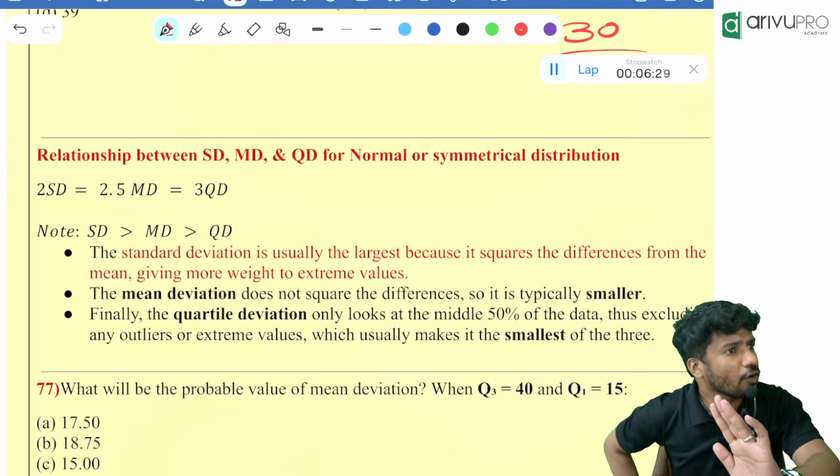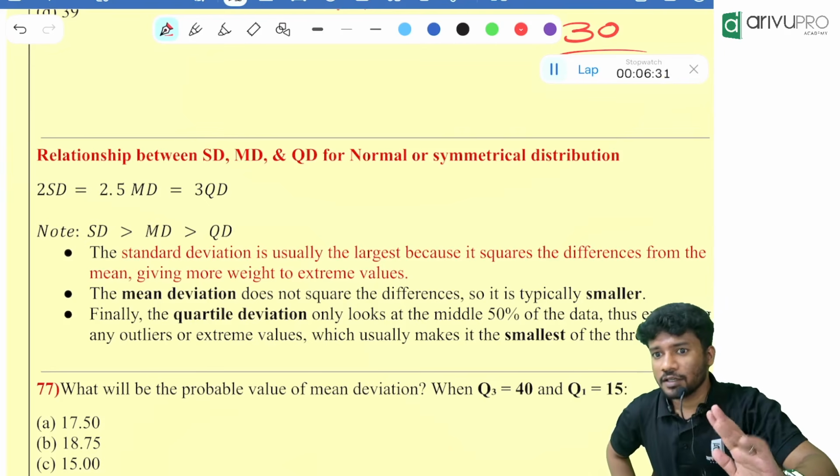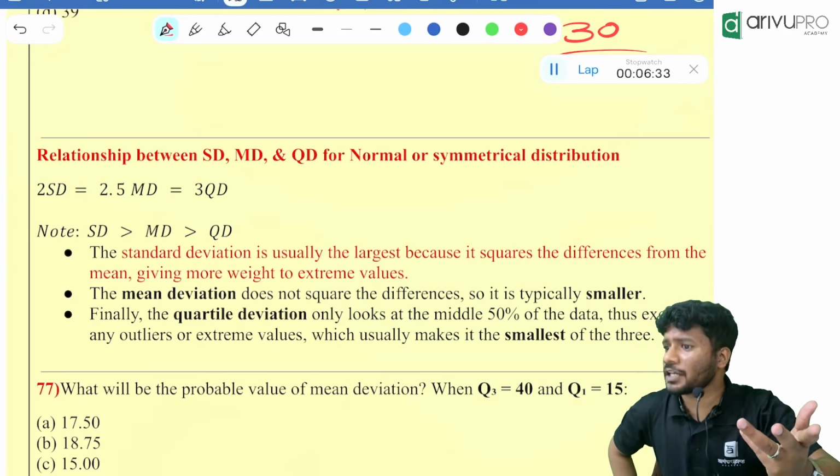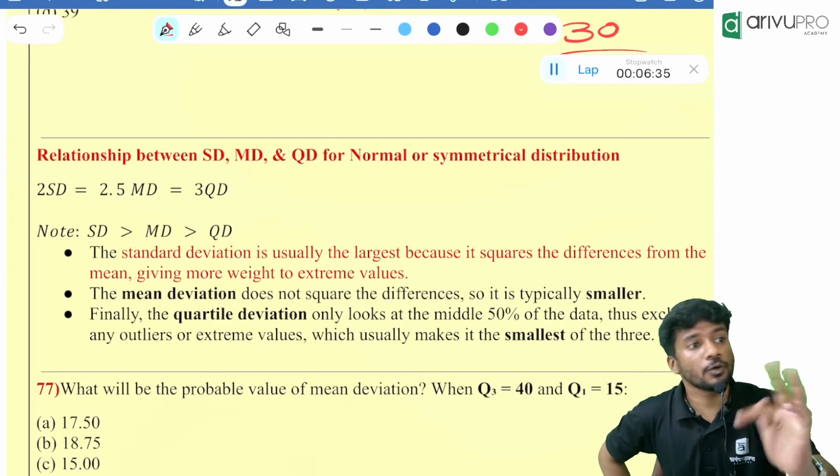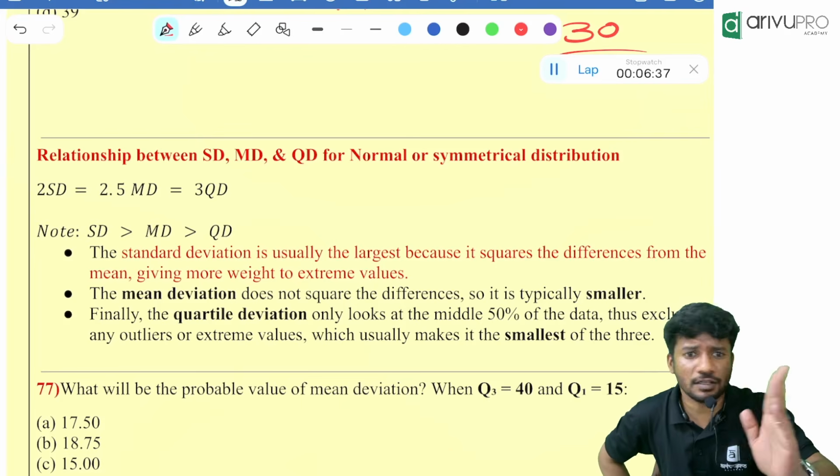Then what is the formula for coefficient of mean deviation? Mean deviation divided by arithmetic mean into 100. If it is about median, divided by median instead of x bar.